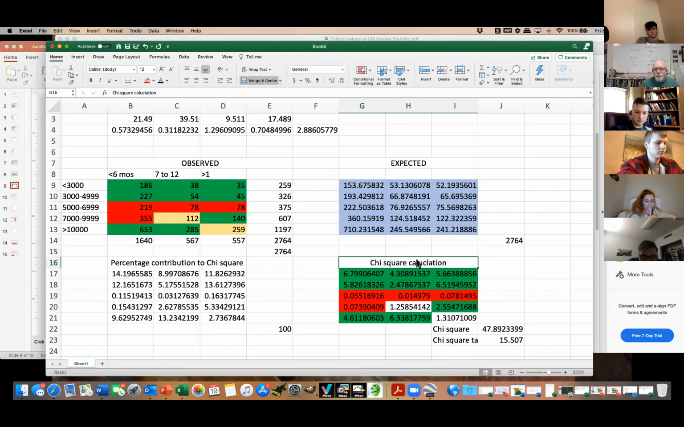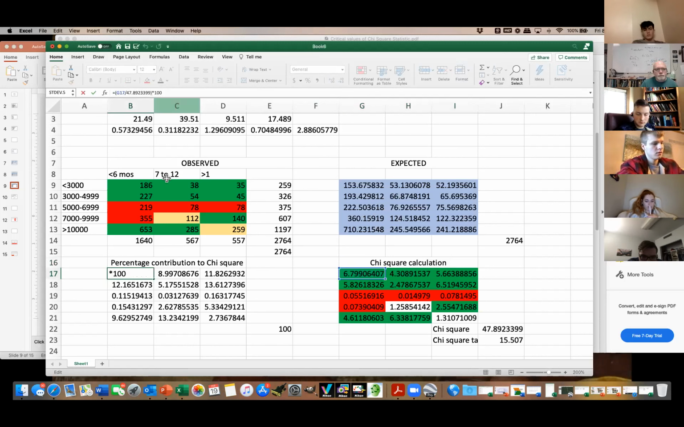So which ones do you want me to click on? Do you want me to click on expected, chi-square calculation, or percent contribution? Percent contribution. Okay, all right. Let me correct my spelling mistake. Yeah, so in this case, it's just this value here divided by the total, which was 47.89.